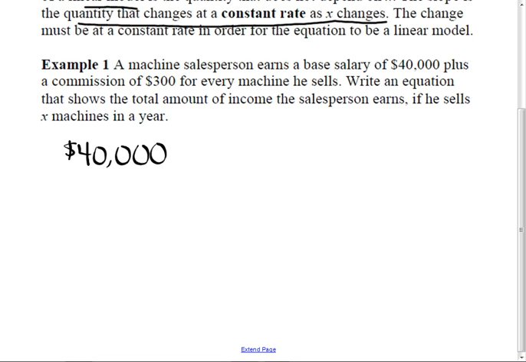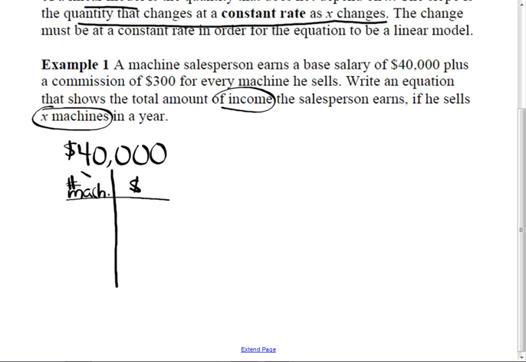So he's going to make $40,000, and he makes a commission of $300 for every machine he sells. In fact, we can write a table here and see if we can figure this out. So here are the number of machines, and here's the amount of money he's going to make. I want the total amount of income, and the number of machines is X. So this is going to be X, and we can call this Y, but I'd rather call it income.